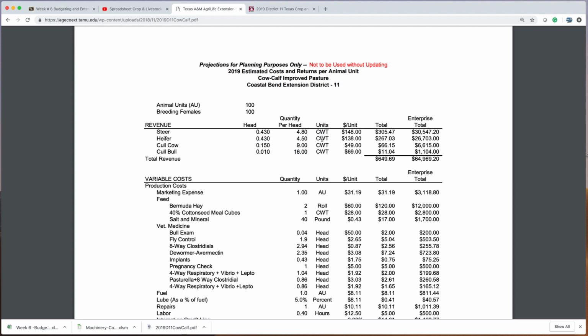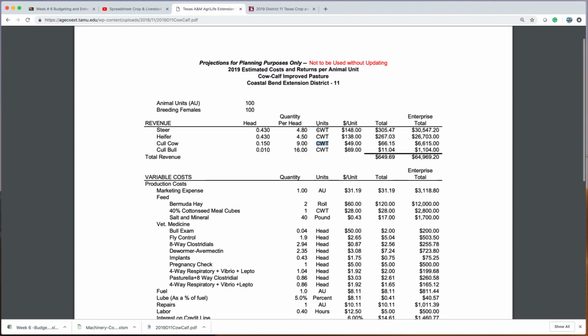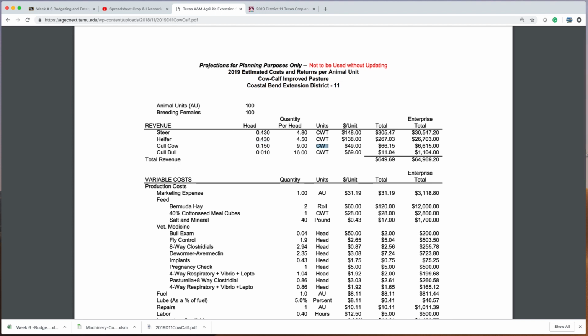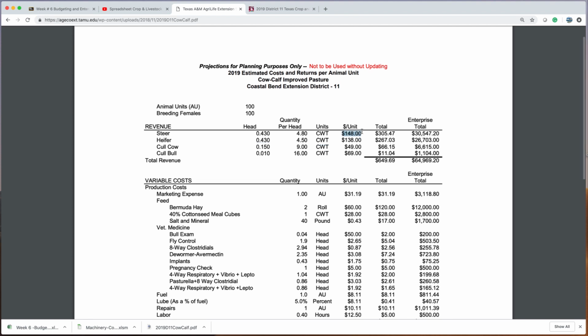Now, this CWT, you're going to see in the homework too, this is called a cut weight. That represents 100 pounds. So per hundredweight or per cut weight, those are the same terms. So $148 again per hundredweight, and so we'll go through that. It's $1.48 a pound if you're doing the math there.